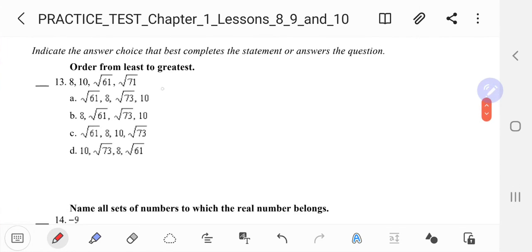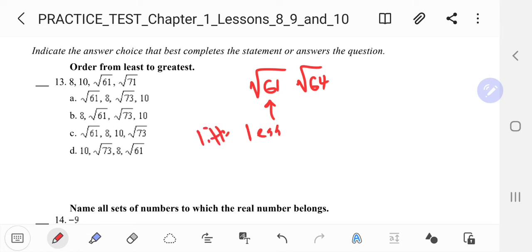All right, keeping it rolling here. Order from least to greatest. Well, square root of 61 is kind of close to square root of 64, but it's less than, right? What's the square root of 64? Square root of 64 is 8. So this square root of 61 must be a little less than 8.